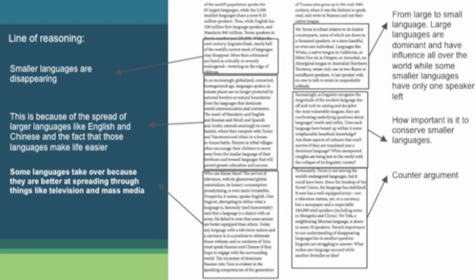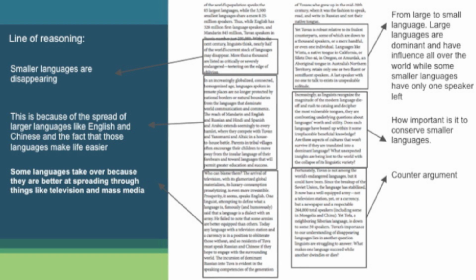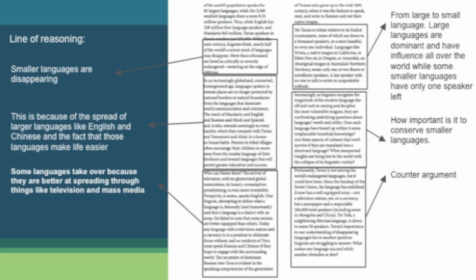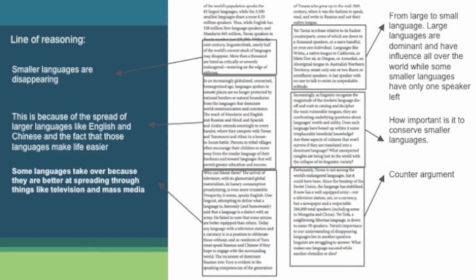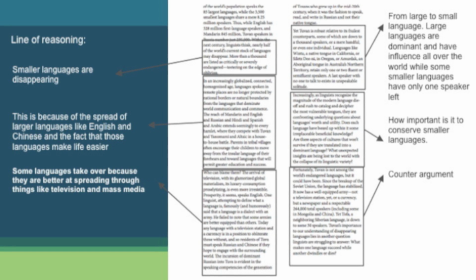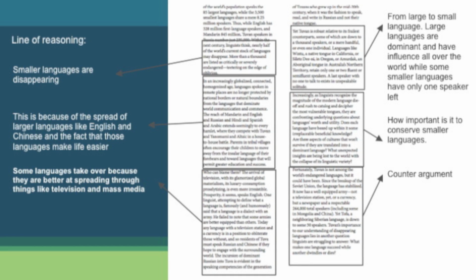Here we're able to see an excerpt of this paper. We have the line of reasoning. What we did for you guys is dissect this paper into smaller paragraphs, and through these paragraphs you're able to see the thesis. As you can see here, small languages are disappearing. So we can say that this is the main thesis, and through this we're able to see the spread of larger languages, etc.